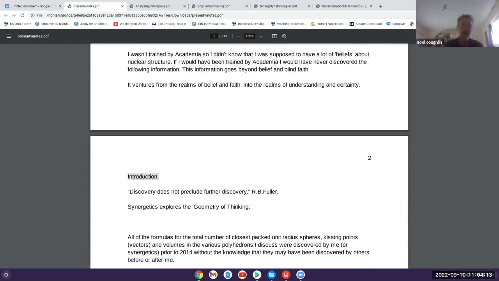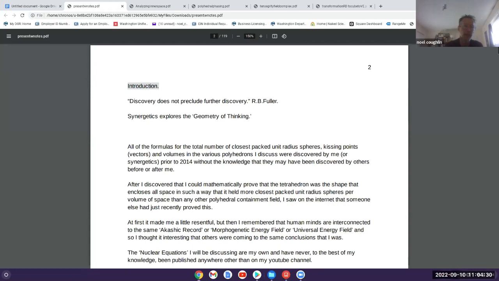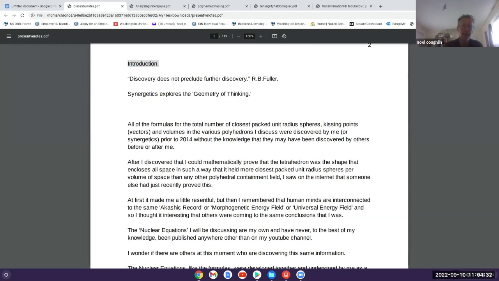I wasn't trained by academia, so I didn't know that I was supposed to have a lot of beliefs about nuclear structure. If I would have been trained by academia, I would have never discovered the following information. This information goes beyond belief and blind faith. It ventures from the realms of belief and faith into the realms of understanding and certainty. Discovery does not preclude further discovery.